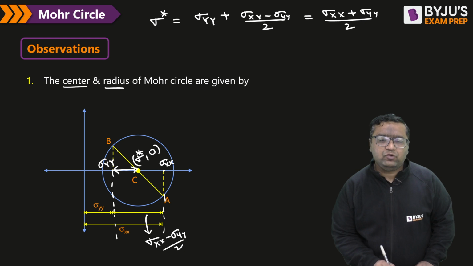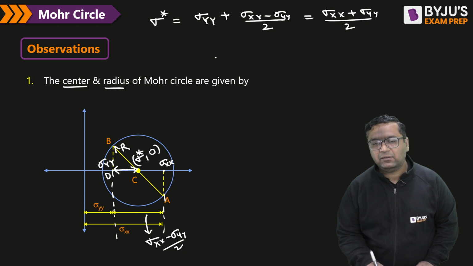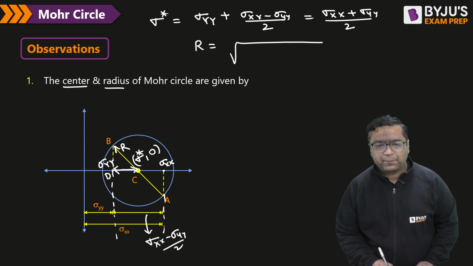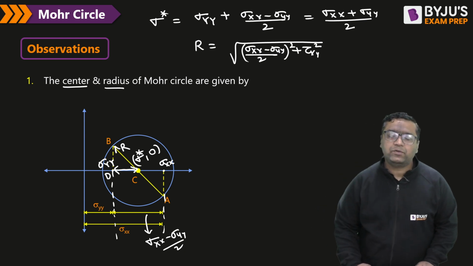Now my dear, if you apply Pythagoras to triangle BCD, you can find out the radius as well. So the radius will be given by the Pythagoras theorem; you will be applying it. You can see this square plus this square. So the radius is the square root of ((sigma xx minus sigma yy) by 2) squared plus tau xy squared. This will give us the radius of the Mohr circle.